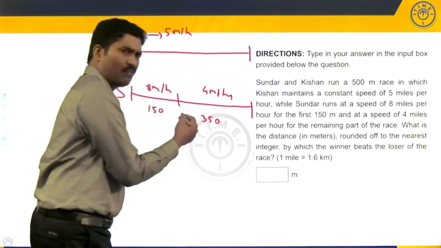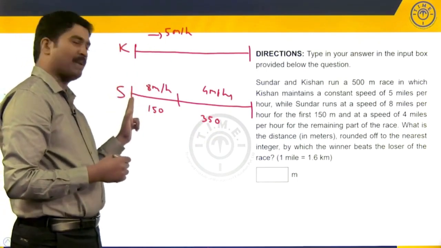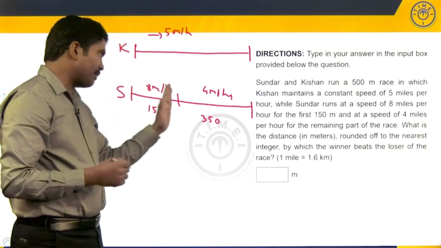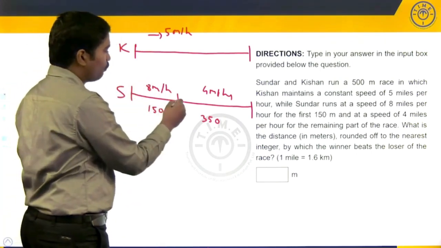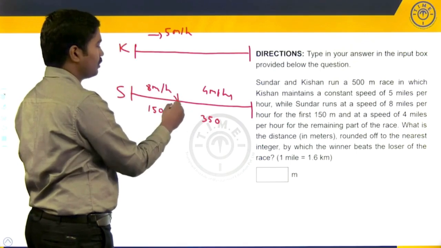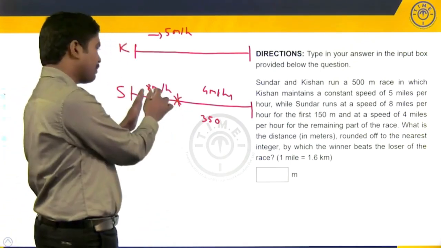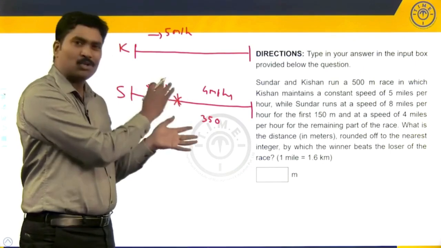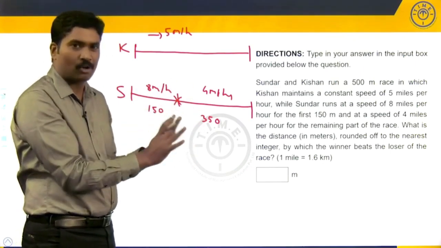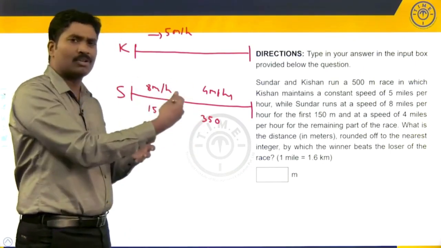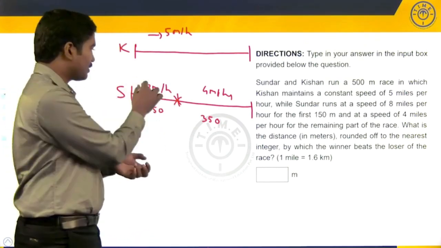So first of all, who's going to win? Let's look at Sundar. Sundar is the faster one to begin with. So at least for the first 150 meters, Sundar is going to travel faster, correct? What happens by the moment Sundar has come from here to here? Sundar has traveled 150 meters at a speed of 8 miles per hour. Let's try not to get into converting miles to kilometers, kilometers to meters and all that. Let's understand this in a more logical manner. Sundar has covered 150 meters at a certain speed.